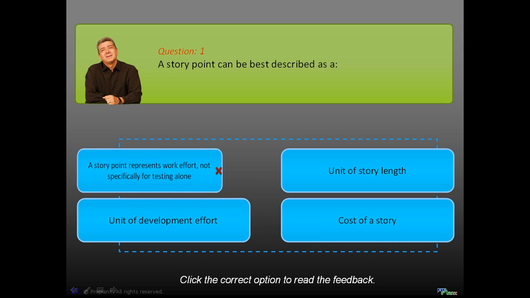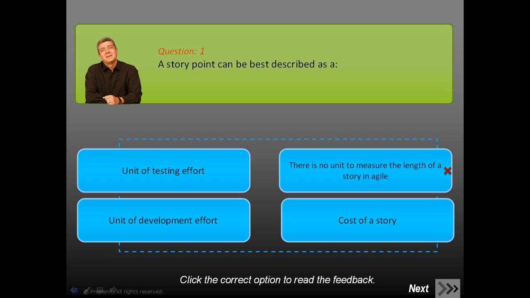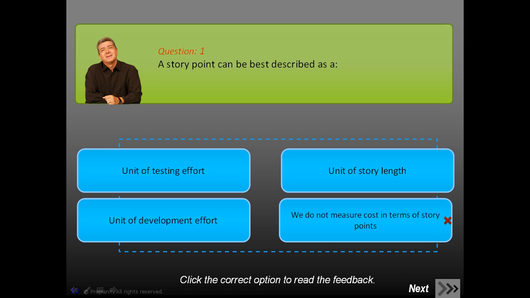Unit of testing effort. A story point represents work effort, not specifically for testing alone. Unit of development effort. A story point is a fixed unit of development effort used in the relative sizing of user stories to estimate work effort. Unit of story length. There is no unit to measure the length of a story in Agile. Cost of a story. We do not measure cost in terms of story points.